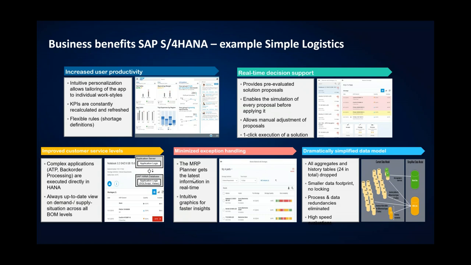Now, another thing was the MRP planner. You could never run MRP in real time, which you can do now. And obviously, your reporting becomes better and so does your data model. We already talked about the same data concept, 1 to 10. If you have 10 terabytes, it becomes 1 terabyte because a lot of tables are gone. It's a very simplified database.